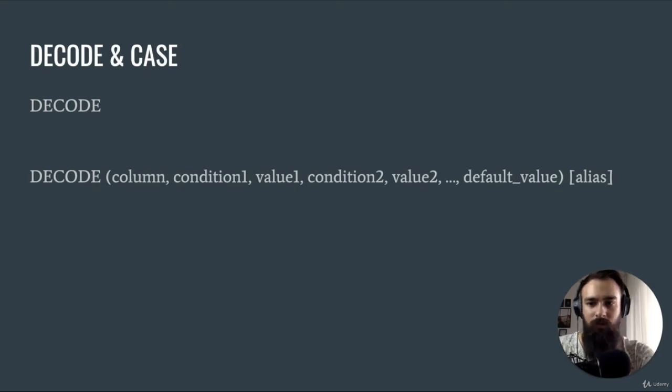This is the syntax for decode. It's decode, the column that it's created on, the equality condition, meaning the value that the column has to have in order to return the value 1, then the value that the column needs to have in order to return the value 2, and so on. And if the column is not equal to any condition, 1, 2, or any other, then the decode will return the default value. And we can also assign an alias to this function.